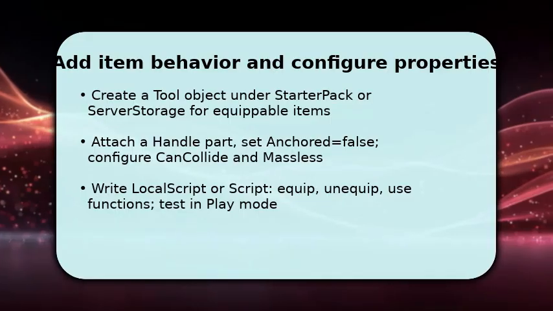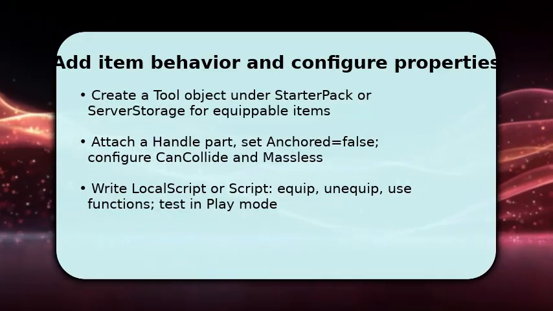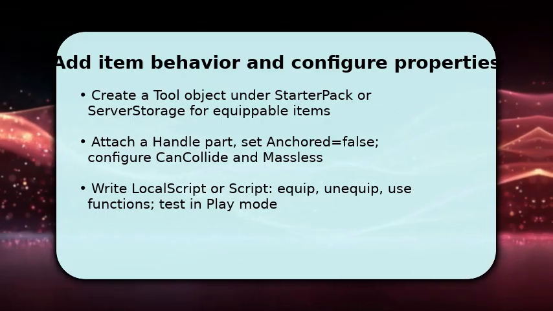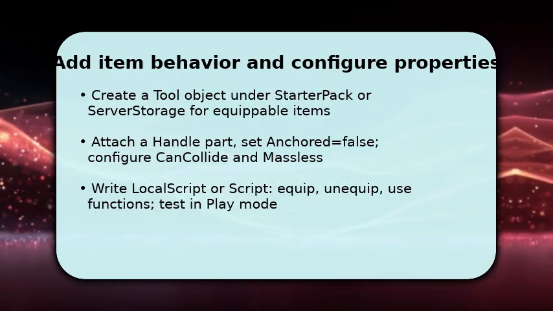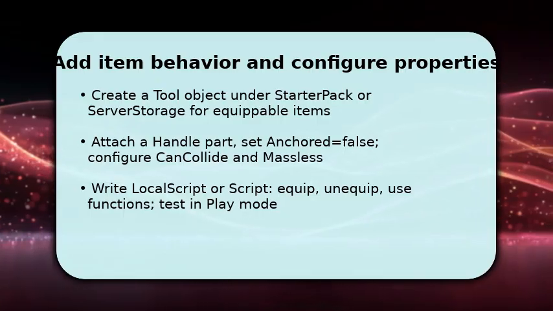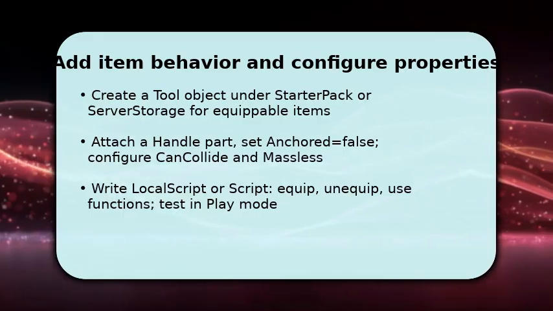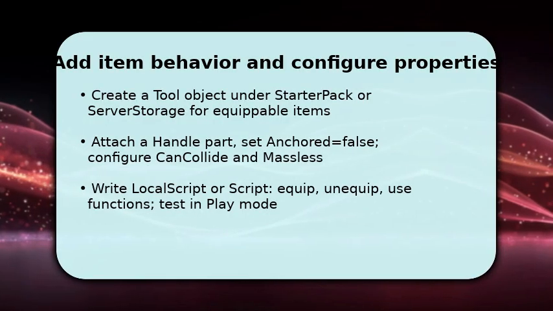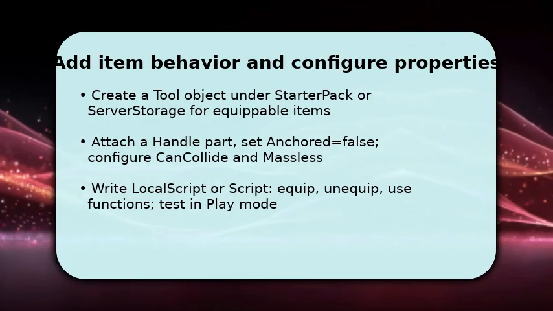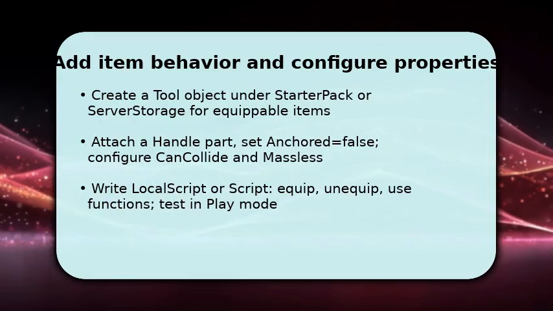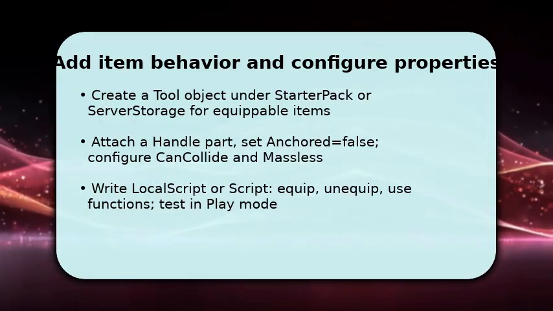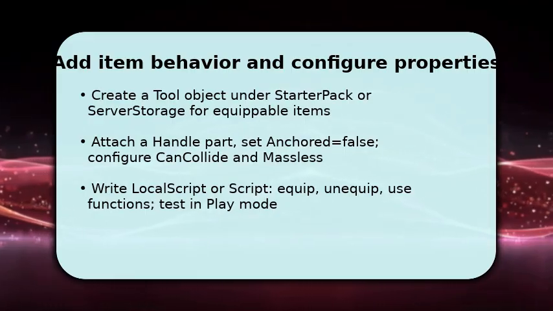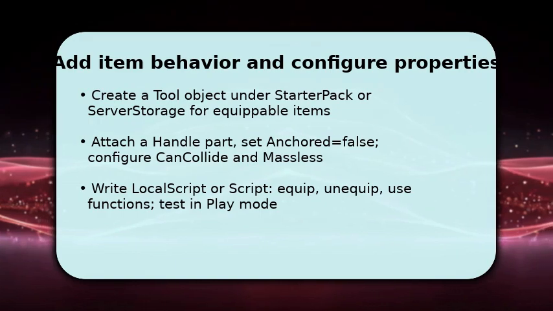Now you give the item function. Place a tool in Starter Pack for immediate testing or server storage for controlled spawning. Add a handle part and configure physics. Anchored must be false, set can collide appropriately, and mark massless if needed to avoid physics glitches. Then add scripts. Local script for client-side visuals and input, script for server-side validation and replication. Test frequent edge cases in play mode so you catch timing and ownership issues before publishing.